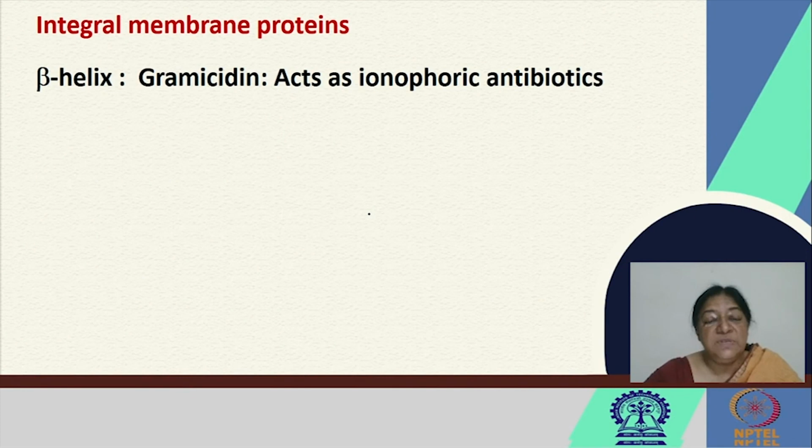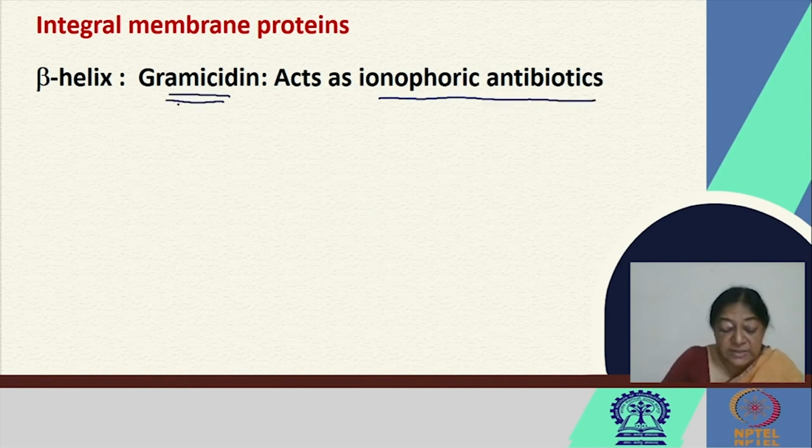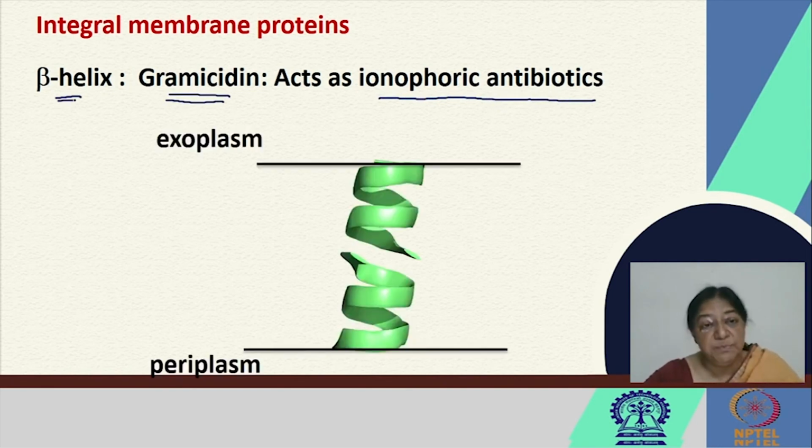An example of an ionophoric antibiotic is gramicidin. This gramicidin is an example also of a beta helix type protein, and we have the exoplasm and the periplasm and the transport of material across the membrane. This is extremely important, as we understand, for the functioning of the cell, for the transport of material to maintain the cell.